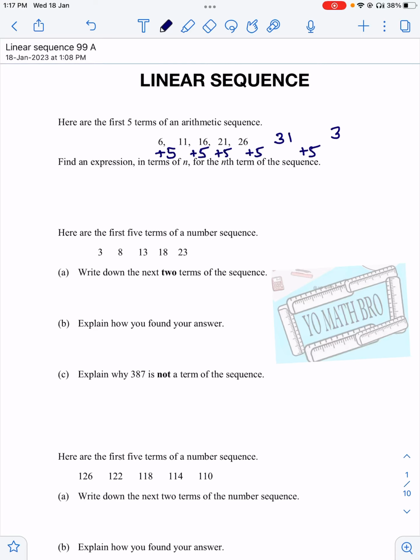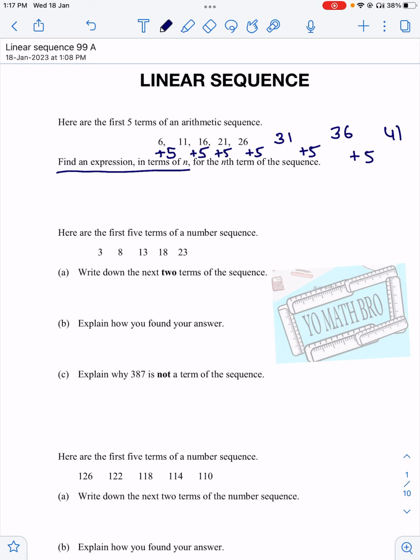Plus 5 will give you 36, and 36 plus 5 will give you 41. So usually in exams they ask you the next three terms. Now comes the next question. Find an expression in terms of n for the nth term of the sequence.